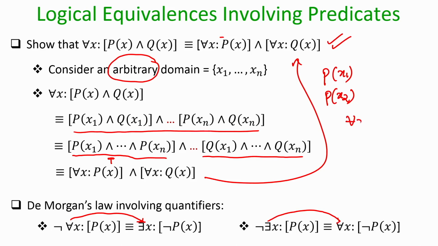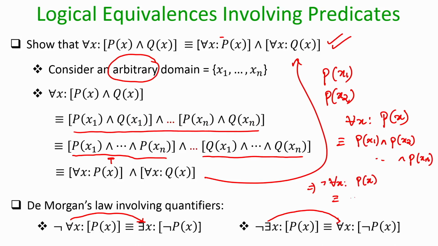So, you can say that for all x, P of x is equivalent to P of x1 and P of x2 and so on. That means negation of for all x P of x is nothing but negation of this entire conjunction, and then you can apply De Morgan's law of propositions, and take the negation inside each of them. The conjunctions get converted into disjunctions. So, you get negation of P of x1, disjunction negation of P of x2, and so on.